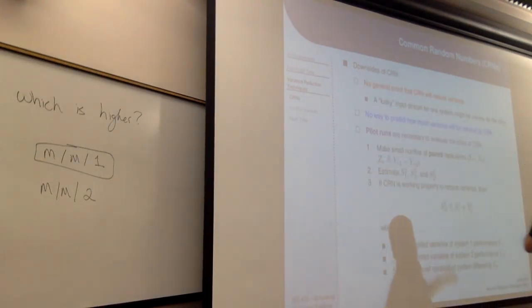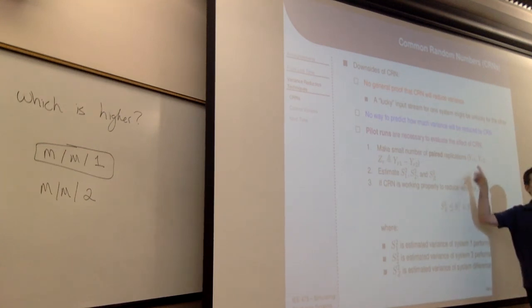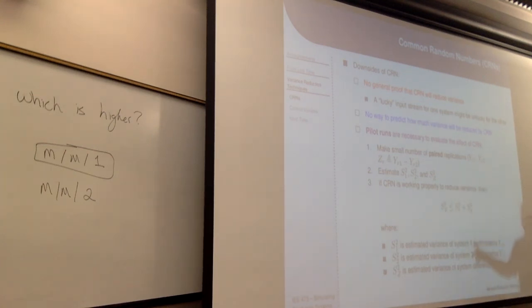So this is another one of those examples where, before you go and do a big CRN study, you should do a small study where you actually test whether your variance is reduced by using this method.